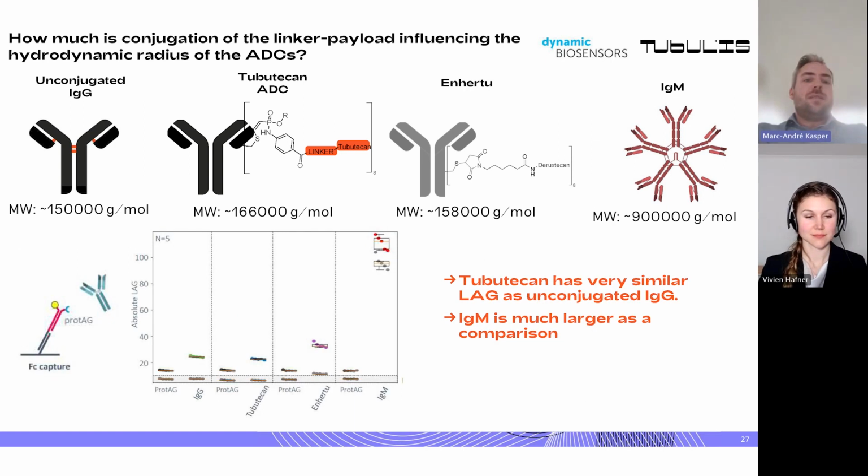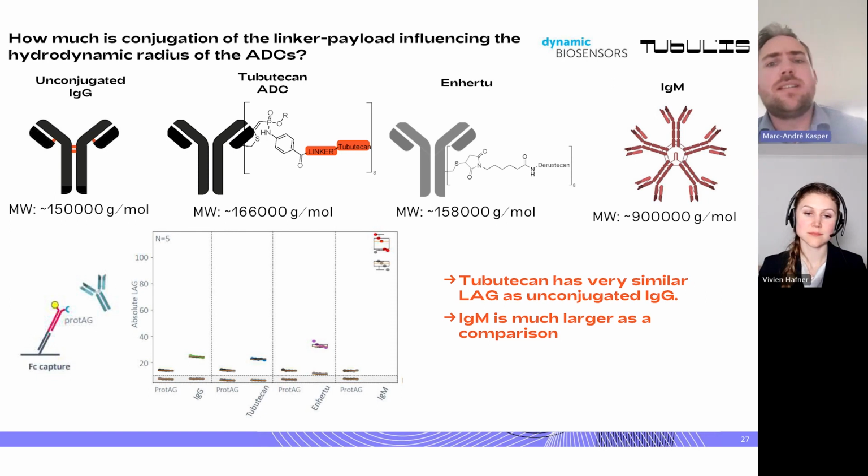And here are the results that we generated with this. So when we look into the lag value of an unconjugated IgG, we are very pleased to see that the tubulin ADC is basically the same. So even though we increase them in size, we do not increase them in radius. We are even a bit lower in radius than Enhertu.